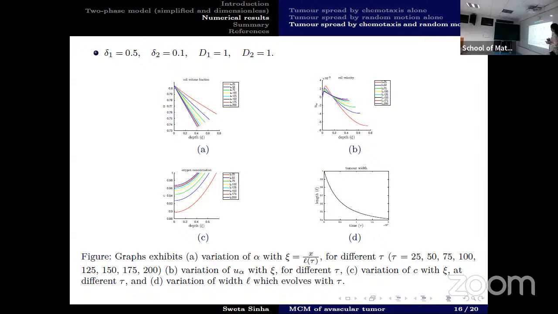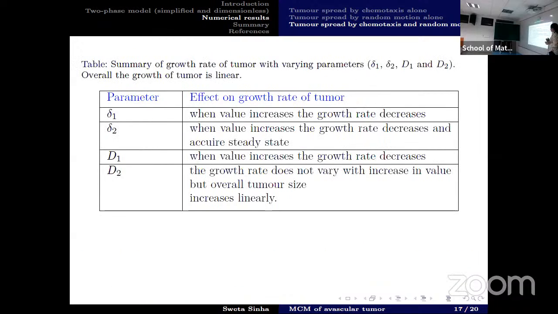So these are some important simulation results. This is the summary of the influence of the parameters. When you increase delta 1, the growth rate of the tumor decreases. When you increase delta 2, the growth rate decreases and acquires a steady state. When you increase T1, the growth rate decreases, and when you increase T2, the growth rate does not vary with the increasing value, but the overall tumor size changes linearly.